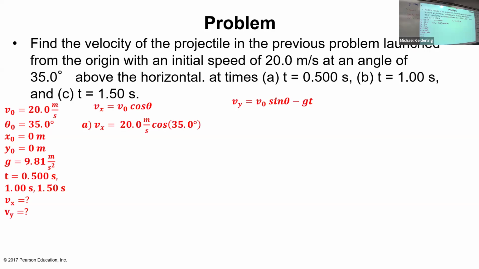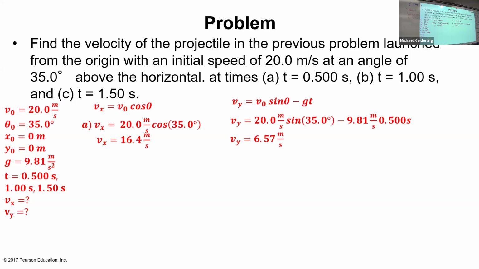So your initial velocity in the x direction is 20 meters per second times the cosine of 35 degrees. That's 16.4 meters per second. That will be the same for all of these. Your velocity in the y direction at 0.5 seconds is 20 meters per second times sine of 35 degrees minus 9.8 times 0.5 seconds, which is 6.57 meters per second. So the velocity as a vector is 16.4 meters per second x hat plus 6.57 meters per second y hat.